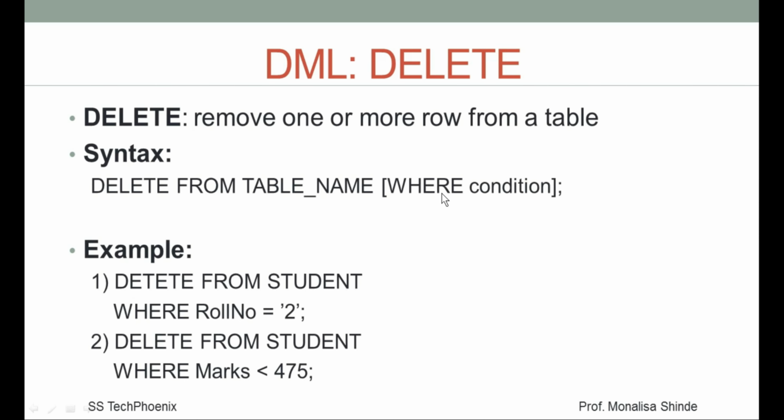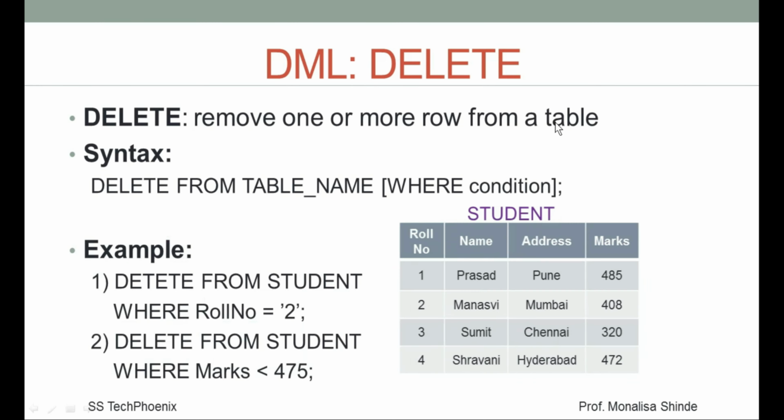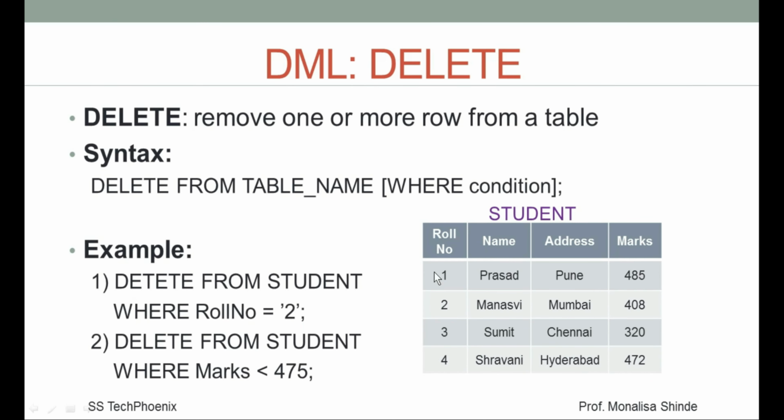And now the where condition. The where condition specifies the particular condition for which we want to delete the data. First look at the example, then it will be more clear. Delete from student where roll number is equal to 2. Consider this is the table in the database and we want to delete the record of roll number 2. Then the system will check whether the where condition is satisfied for this record.